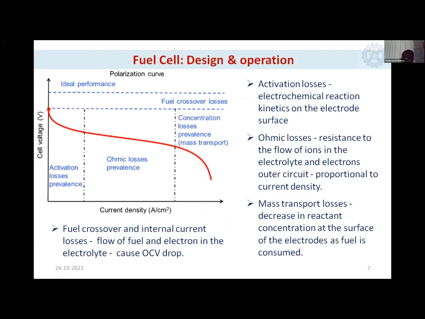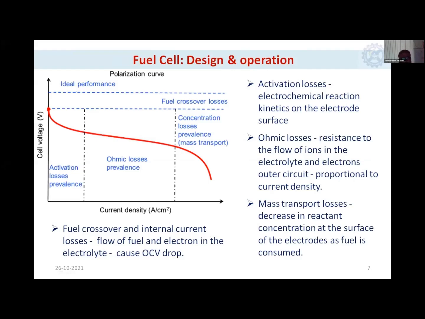Now, if you build a fuel cell and operate it in a particular operational condition, you will get a polarization curve something like this. It's a voltage versus current density curve. Now you are seeing different regions here. If you see the ideal performance line, this should be at 1.23 volt. Okay, this point is 1.23 volt. But generally you will not get that much potential. There will be an initial drop in potential to this point.